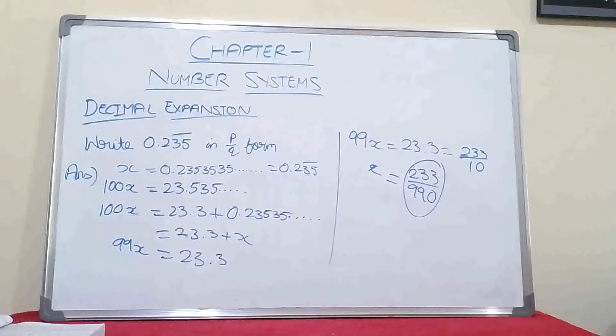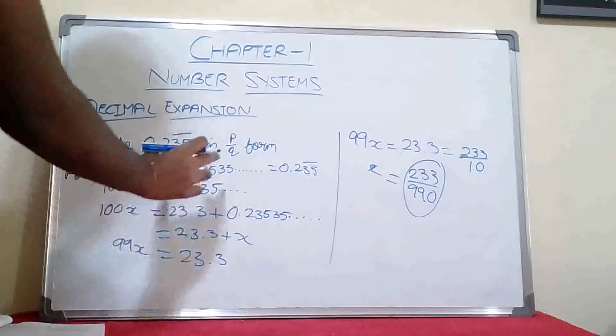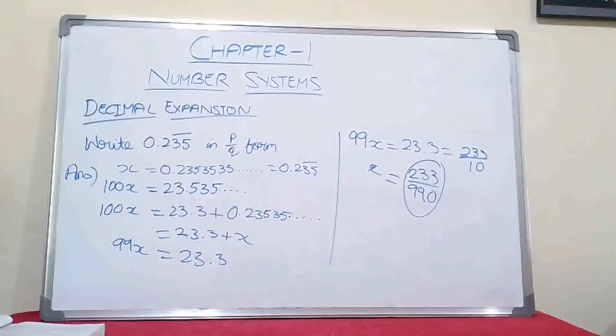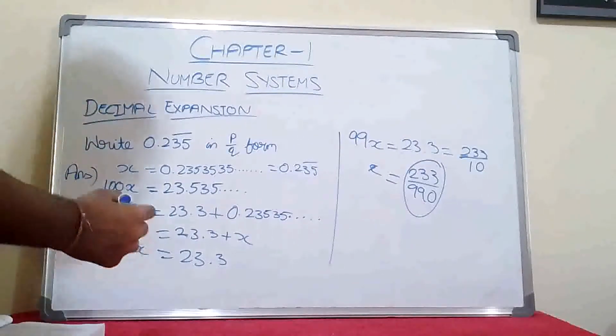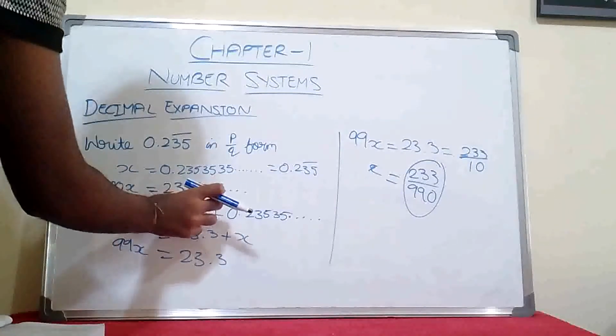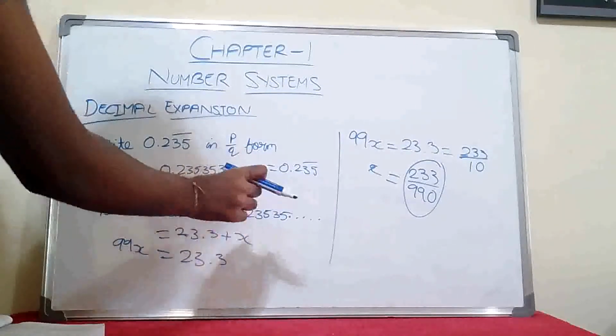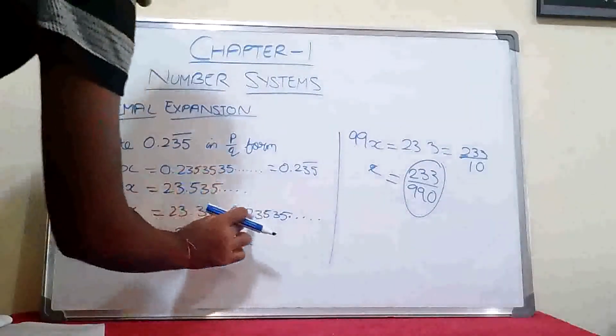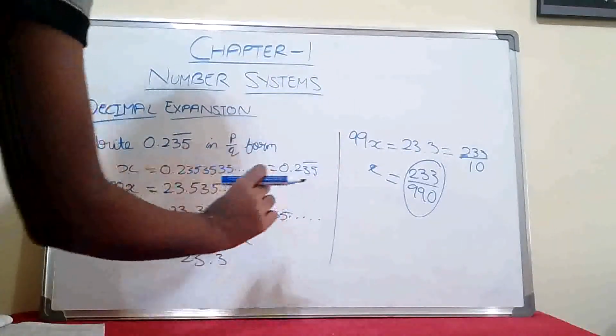Again, let's summarize. x equals the number given to us. Here, 2 is in the decimal, but it is not repeating itself. So we take 100x, and we get 23.535. Here this is 535 and here is 235. We can see that both of them are not equal at all. So because of this, we try to separate the x figure out, that is 0.23535.